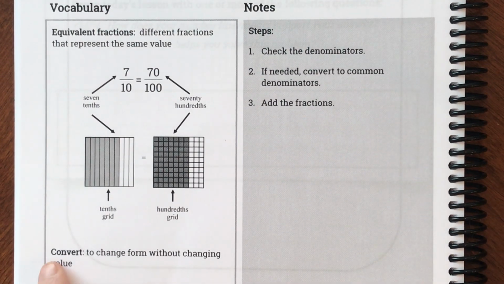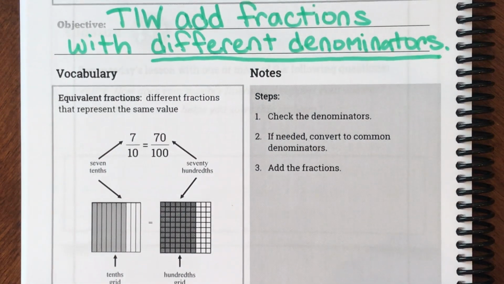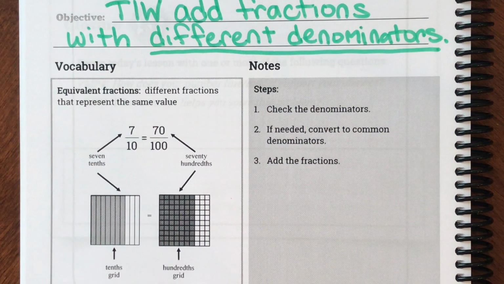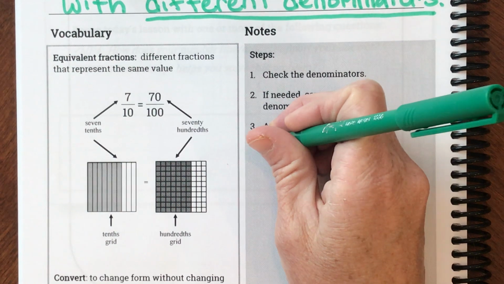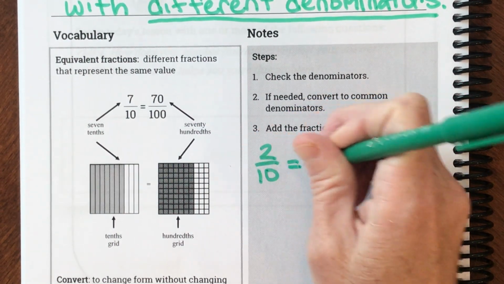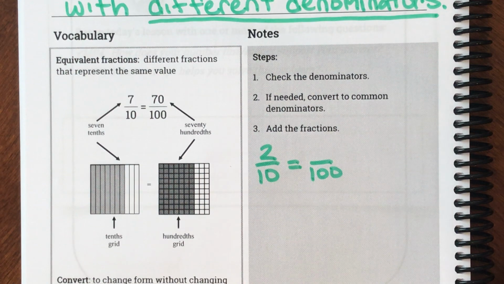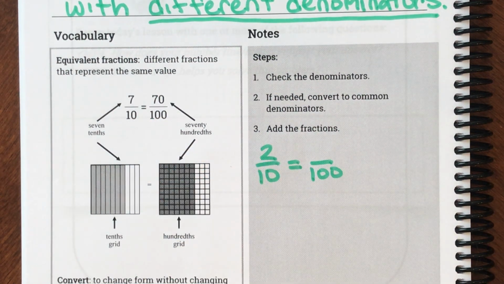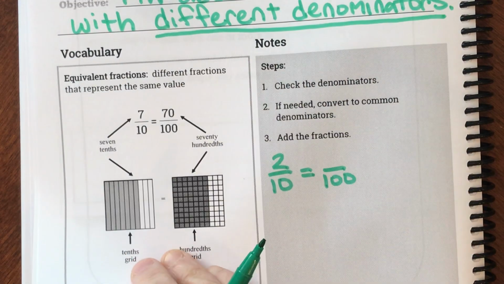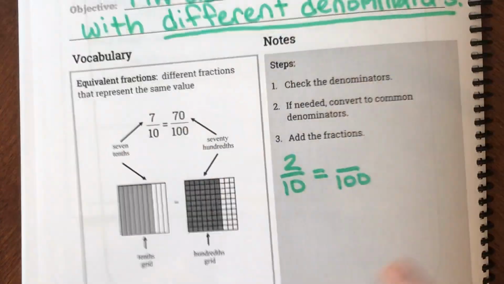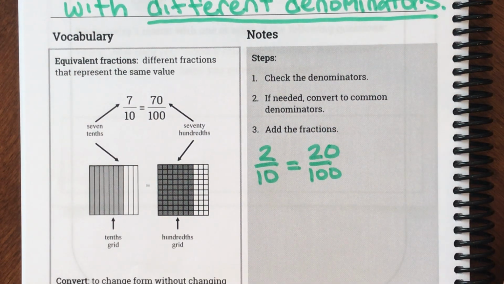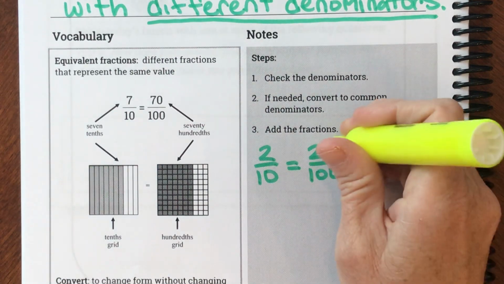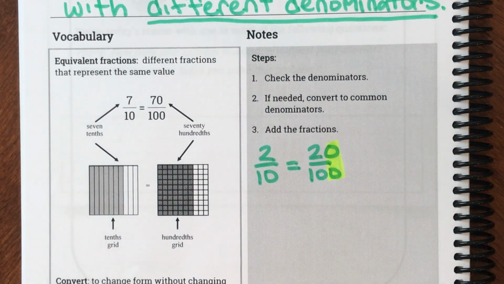So we call those equivalent fractions. Then it says convert is to change form without changing value. We learned this in our last lesson about tenths and hundredths, that we should be able to change them pretty easily. So let's do some practice ones here. If I said 2/10 equals how many hundredths? We can use this to help us, or we could flip back to our last lesson. 2/10 is the same value as 20 hundredths. I want you to notice how just a zero has been added to the end.